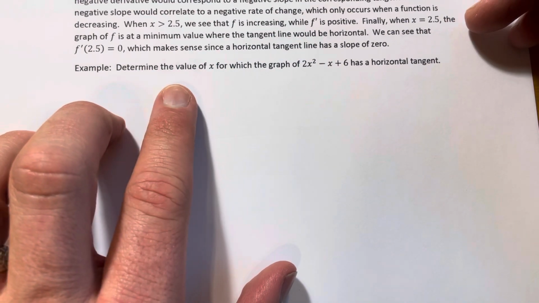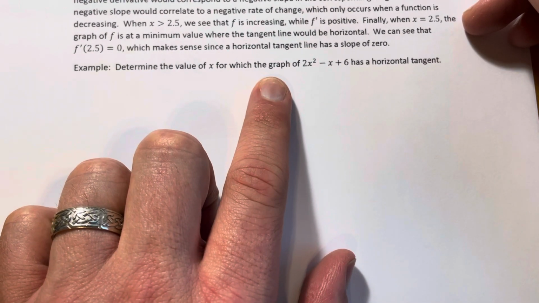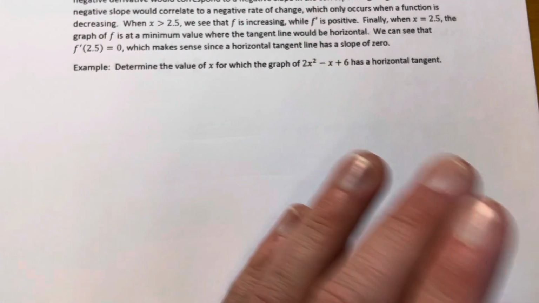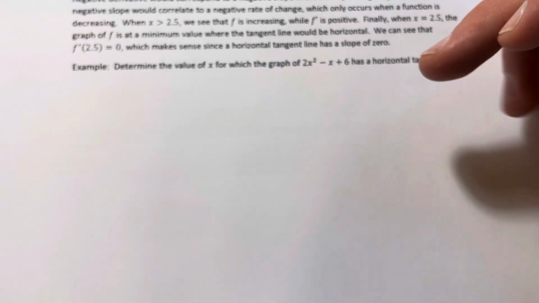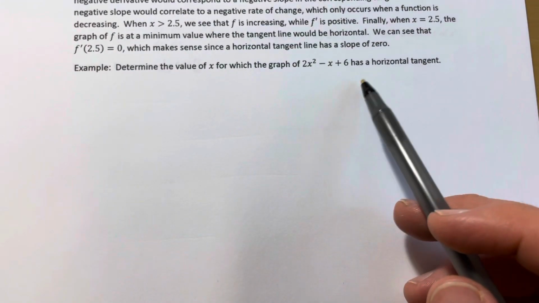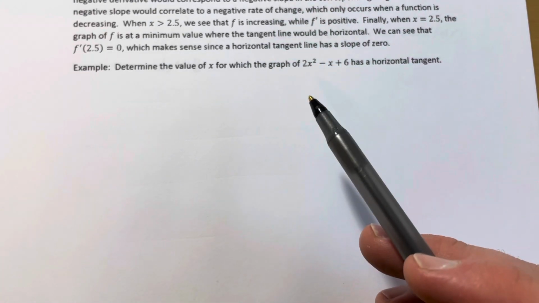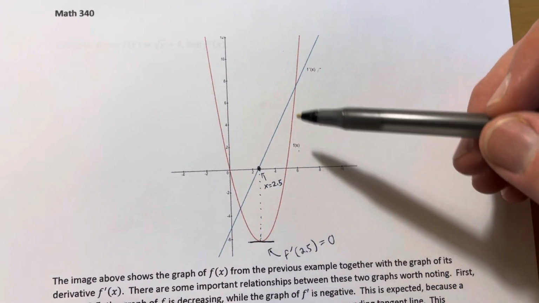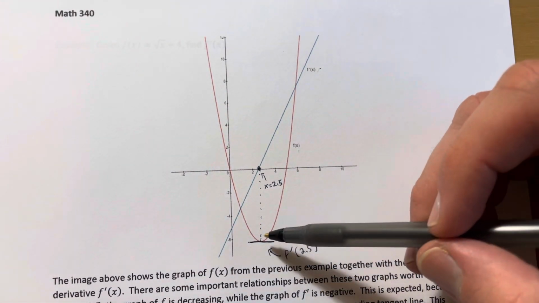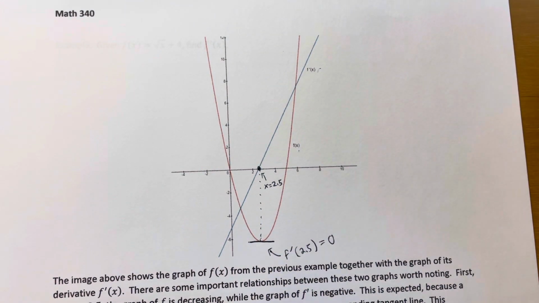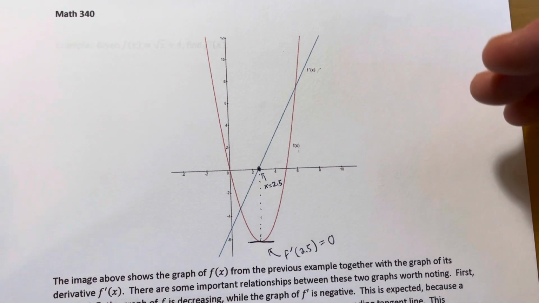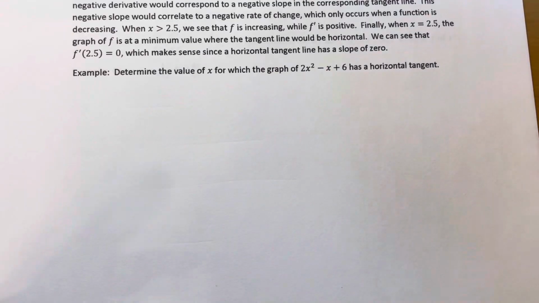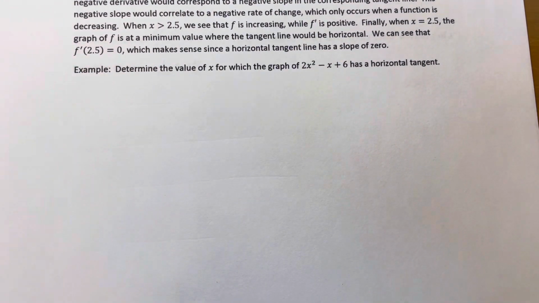This example says, determine the value of x for which the graph of 2x squared minus x plus 6 has a horizontal tangent. Now, there are ways to do this without calculus. If you remember the graphs of quadratic equations from algebra, you know that those graphs are parabolas like what we have here. And just from what the graph looks like, it makes sense that that horizontal tangent would occur at the vertex of that parabola. So if you know some techniques for finding the vertex of a parabola, given its equation, then that's great. But we're going to try approaching this using calculus instead.